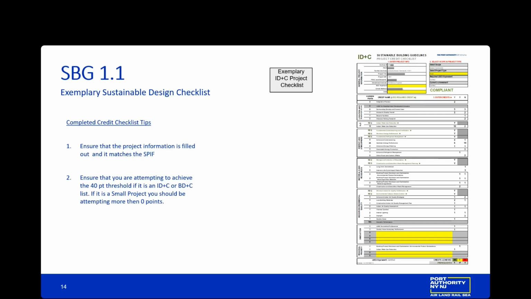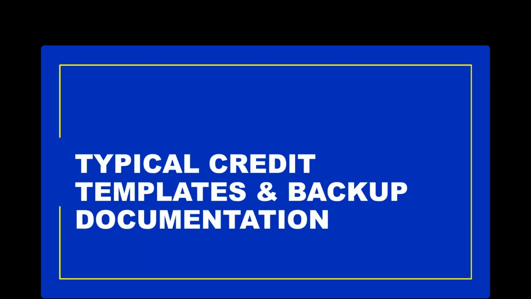So for example, if you're doing a quick demolition project of interior millwork, you will have to do construction and demolition waste management at minimum. So 0 points will not be accepted. Now we're moving on to the typical credit templates and backup documentation samples.